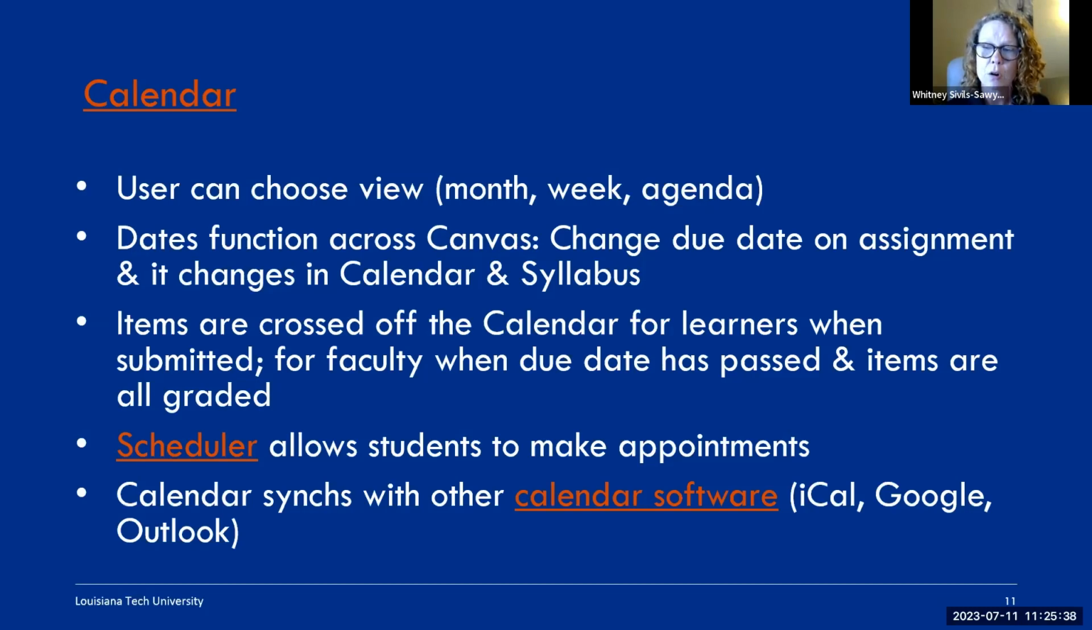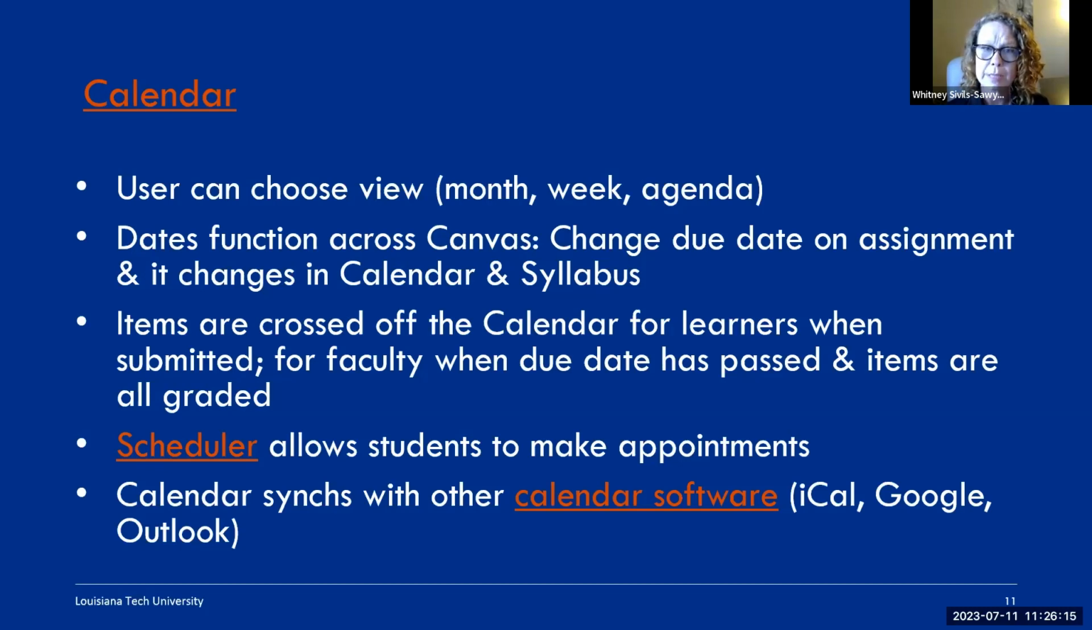These dates function across Canvas. So when you change a due date inside of an assignment, it changes it on the calendar, and it also changes it in the course syllabus summary. Items that are crossed off of the calendar for learners, that occurs when the learner has submitted the assignment or the assessment and they no longer have to do anything on their part. It crosses it out as a visual reminder. For faculty, it crosses it out when we have finished grading that assignment and we no longer need to revisit it. So it's really handy to keep you organized.